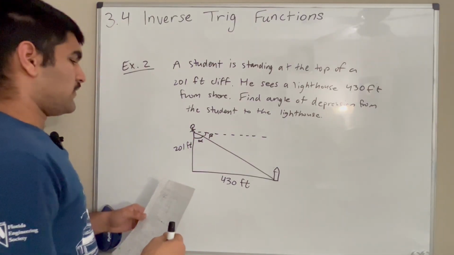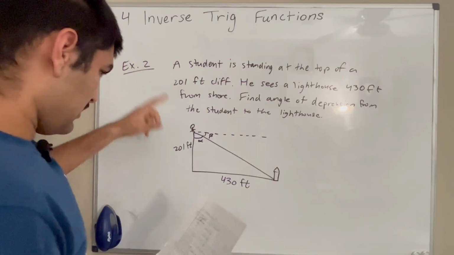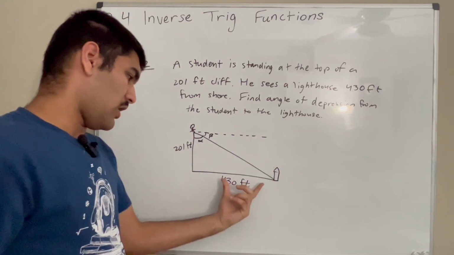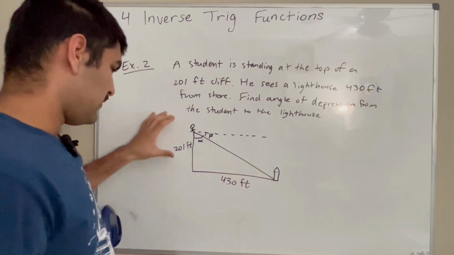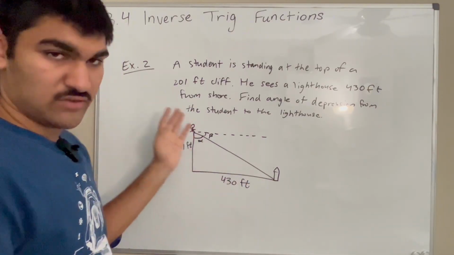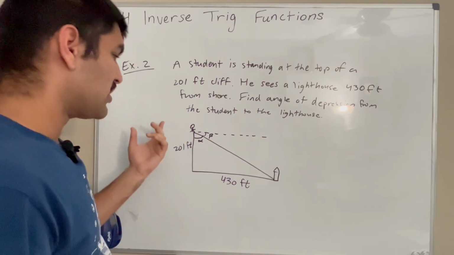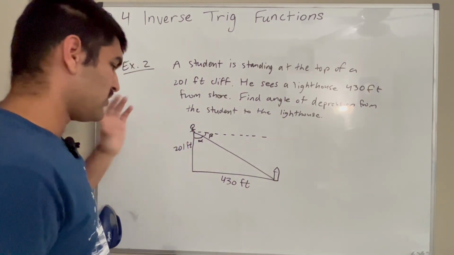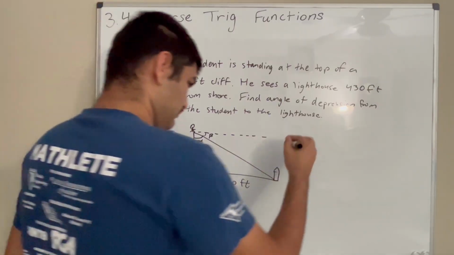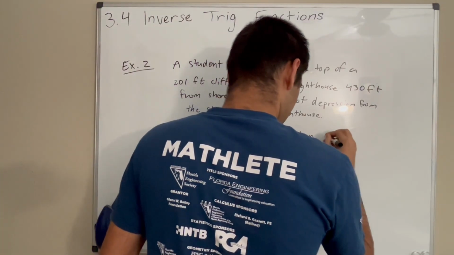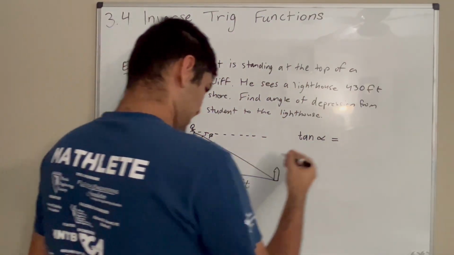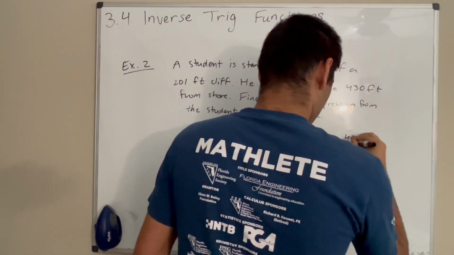So first of all, let's just examine angle alpha, right? For angle alpha, notice that we're given the opposite side and the adjacent side, because this is the hypotenuse, but we're not given the hypotenuse. So what trig function relates the opposite side of an angle and the adjacent side of an angle? Tangent theta, right? So if we take tangent alpha, we know that's going to equal the opposite over the adjacent side. So that's going to equal 430 over 201.